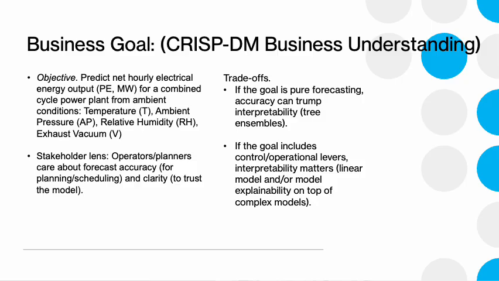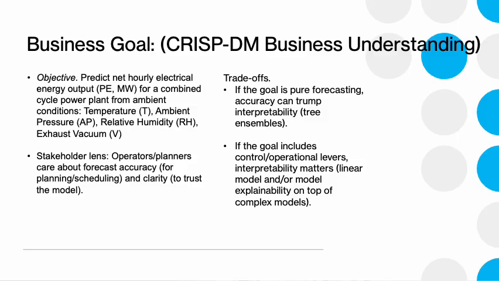Our objective is to create a model that predicts the plant's net hourly electrical output in megawatts using the ambient conditions available or provided. I'm looking at this through the stakeholder lens of operators and planners. They care about a couple things. First, the forecast is accurate enough to plan confidently, and second, that the model is clear enough to trust and explain. As such, I'll clearly be looking at parametric algorithms. Our business goal is simple: more reliable energy forecasts to support scheduling and resource decisions.